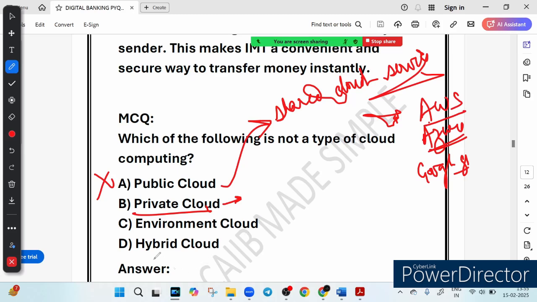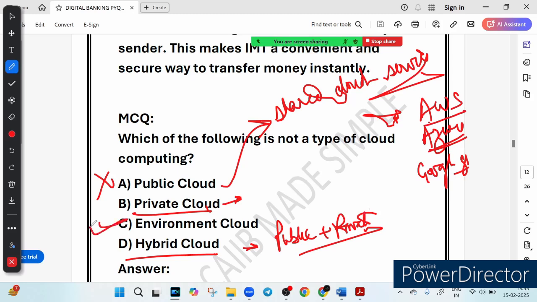Now then we have hybrid cloud. Hybrid cloud is a combination of both. It is a combination of public plus private cloud. So it gives flexibility. Some data can be stored on private cloud for security, while other data can be on public cloud to save cost. So a hospital may keep patient records in a private cloud for security, but use a public cloud for appointment scheduling for convenience. Since hybrid cloud is a real cloud computing system, this is also incorrect.